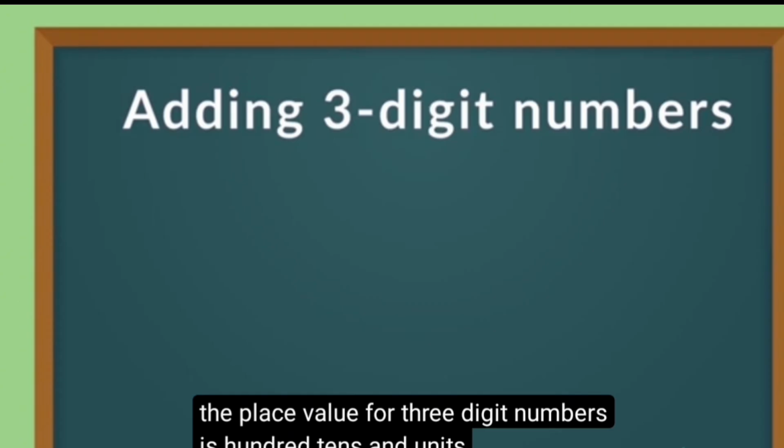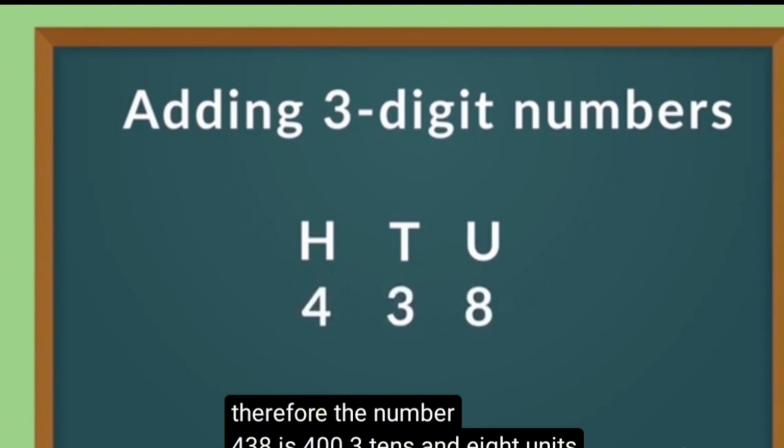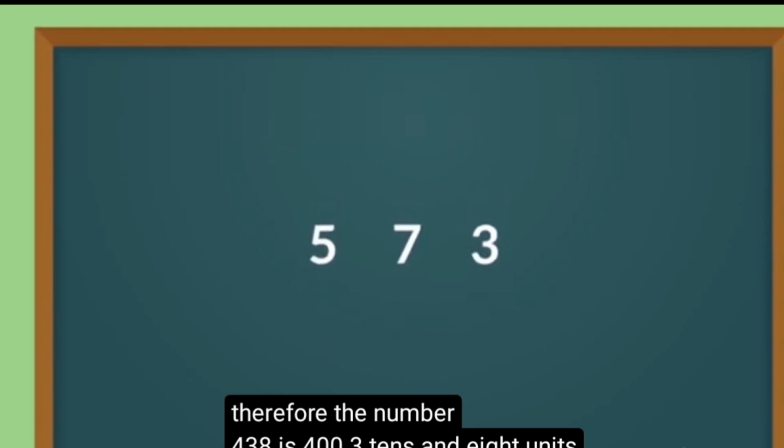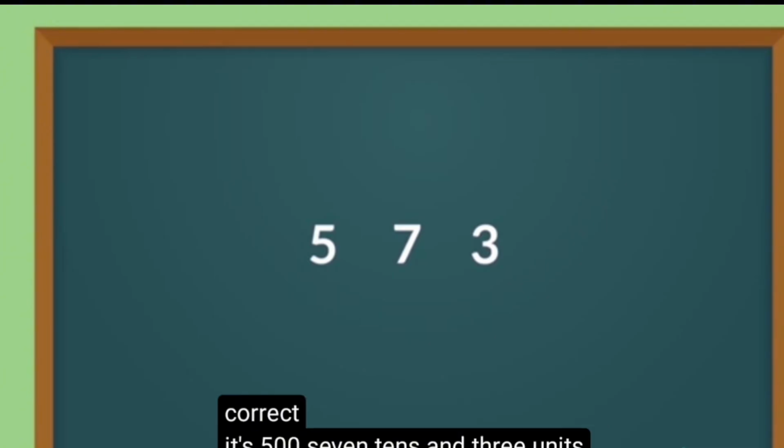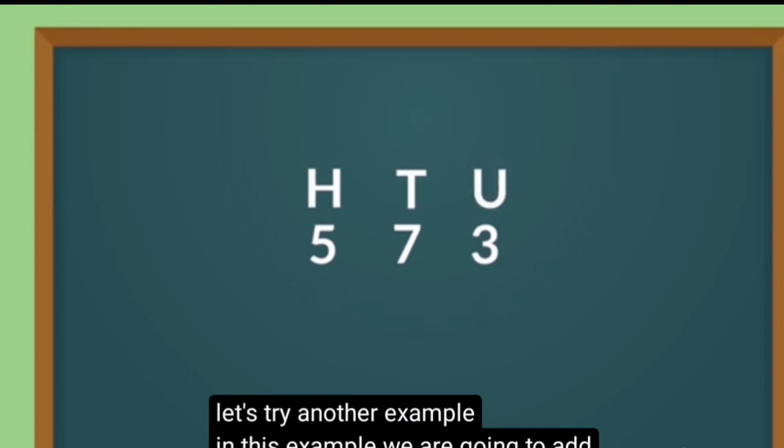Next, adding three-digit numbers. The steps are the same. Hundreds, tens, and units. 400, 3 tens, and 8 ones. That means 573. Can you guess the place value of the numbers? Correct. 500, 7 tens, and 3 ones. Example.